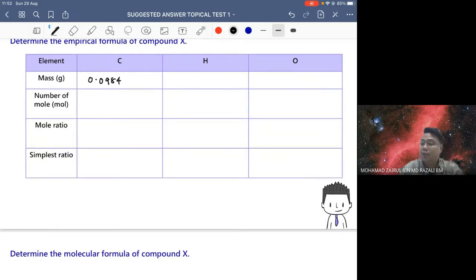Okay, kita salin balik mass yang kita dapat which is 0.0984 for carbon, 0.0163 for hydrogen and 0.0873 for oxygen. So nak cari number of mole from mass, you need to divide with the molar mass. So 0.0984 gram of carbon. Okay, molar mass carbon adalah 12 gram per mole. So kita boleh cancel out unit. So awak akan dapat 8.2 times 10 to the power of minus 3 mole.